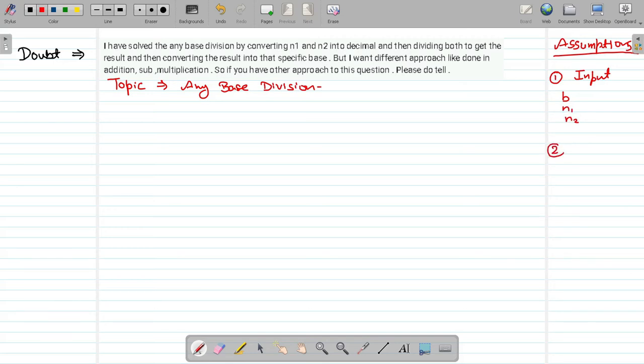Second assumption is that, see, this is any base division. While in multiplication we didn't care whether we were doing a into b or b into a, because they will give us exactly the same results, and we call this property commutative property. This is some trivial stuff, but yes. And similarly in addition, a plus b will be equal to b plus a. So multiplication and addition follow commutative property.